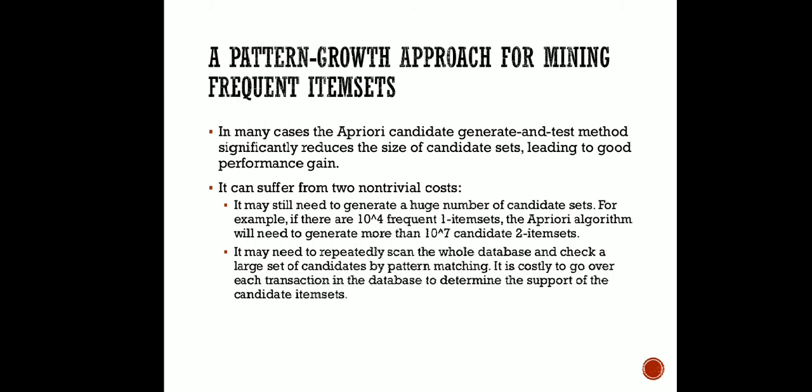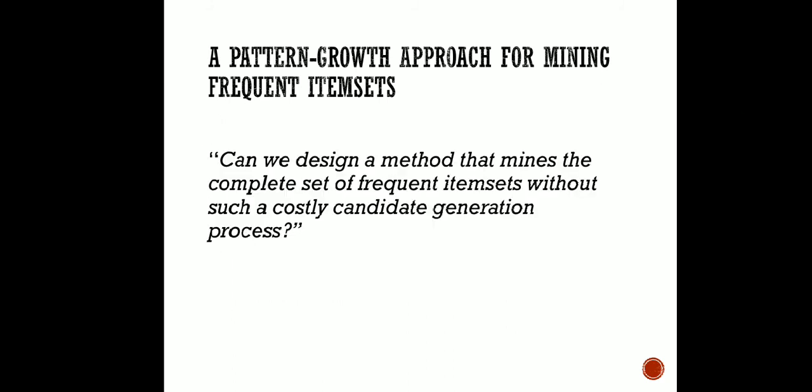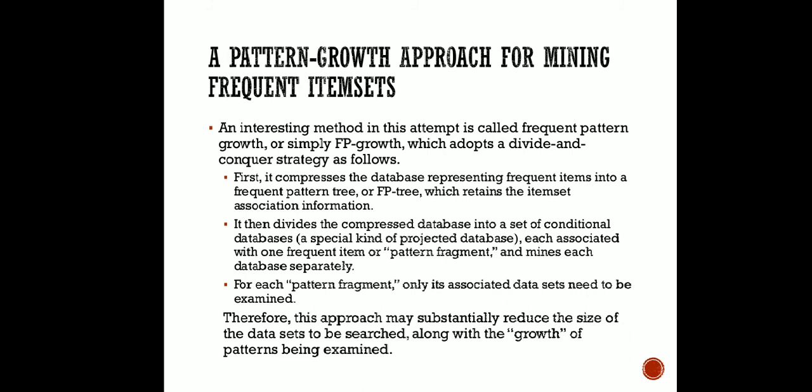So can we come up with an approach where we find all the frequent item sets without such a number of scans, or without scanning the database repeatedly? Can it be done? We are going to see this. This is called FP growth.